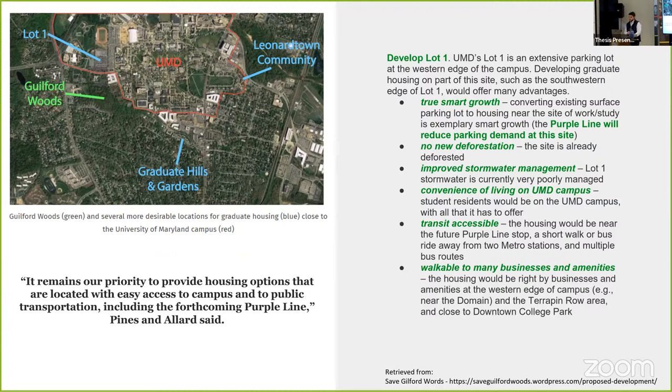It would help improve stormwater management because of the massive surface parking lot that we unfortunately see, but also provided immediate transit access to the Purple Line and into the DC metro area, and allowed for walkability to businesses and amenities from Lot 1. And President Pines himself is making it a priority to provide more housing options that are located within easy access of campus and to public transportation, including the Purple Line.